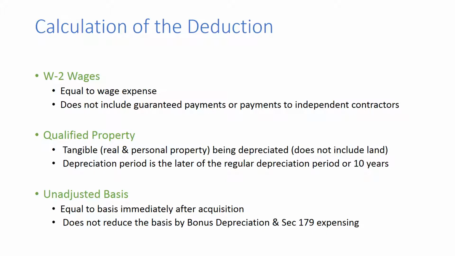For the purpose of calculation of the deduction, your W-2 wages equal your wage expense, and it does not include guaranteed payments or payments to independent contractors. For the purpose of qualified property, it has to be tangible, both real and personal property being depreciated, but it does not include land. And the depreciation period is the later of the regular depreciation period or 10 years. And your unadjusted basis equals the basis immediately after acquisition, and it does not reduce the basis by bonus depreciation and Section 179 expensing.